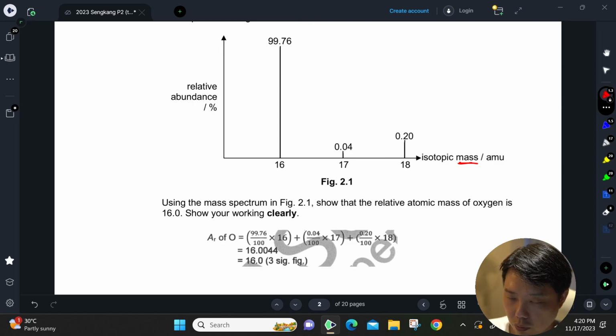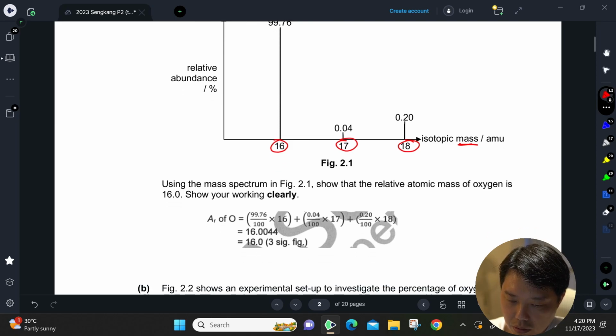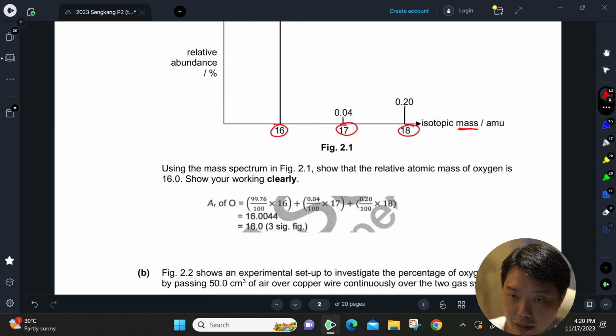Okay, so they want you to show that the relative atomic mass is 16. Basically, you want to take the percentage multiplied by the three isotopic masses, and then add them up according to their percentages. When you round it off to 3 sig fig, it will be 16.0. The 17 and the 18, because they are found in such small percentage of relative abundance, don't actually figure in the final Ar.